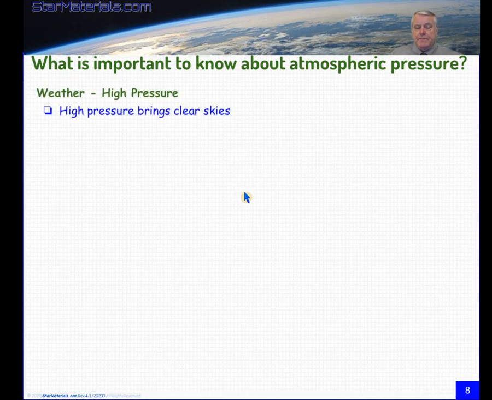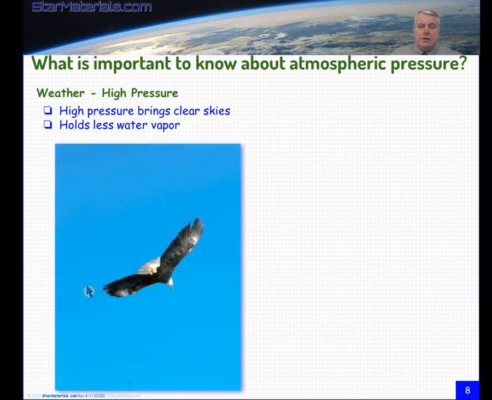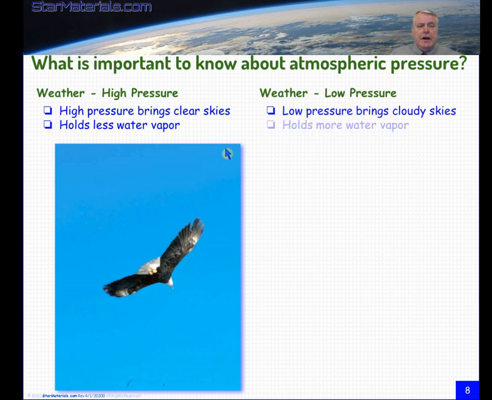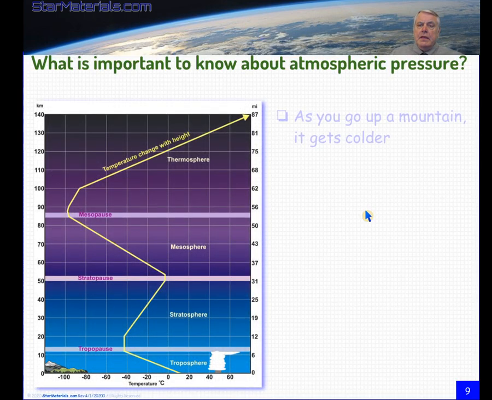Now, weather. High pressure brings clear skies. And that's because high pressure air holds less water vapor. Gives you that blue sky. Low pressure brings cloudy skies because low pressure air means there's more room for water vapor. So you get clouds. High pressure, clear sky. Low pressure, cloudy.